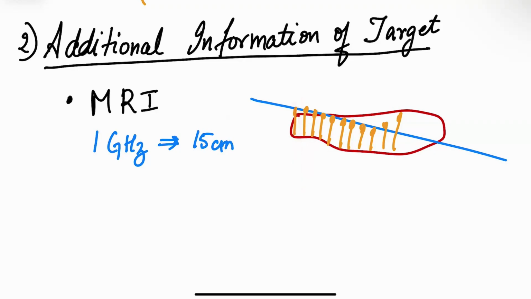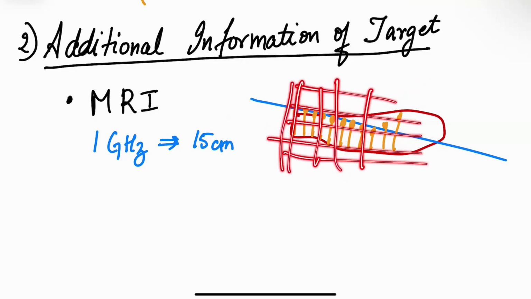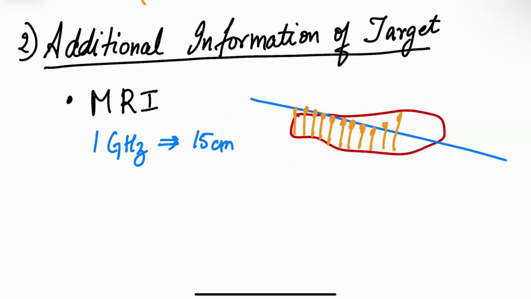And then you do these gradients in different directions, so essentially you slice up your target in different ways. From all of those slices, you can pinpoint which point that given radiation came from. So you're essentially modulating your target using these magnetic gradients in order to break the diffraction limit. It gives you additional information about the target, so you're not limited by the resolution of MRI.